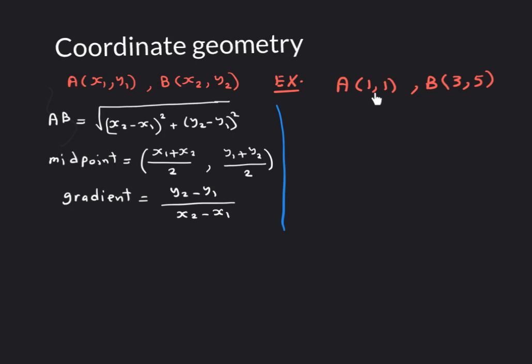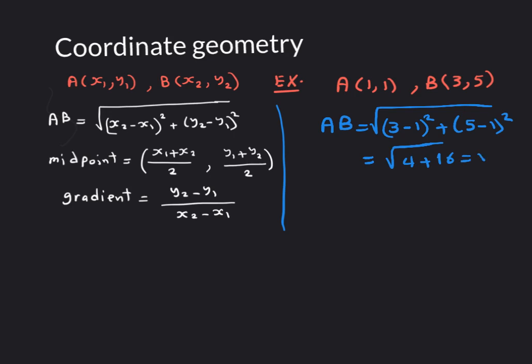For example, if we have A (1, 1) and B (3, 5), we can find the distance between them. AB equals the square root of (3 minus 1) squared plus (5 minus 1) squared. Then 3 minus 1 is 2, squared is 4, so the square root of 4... 5 minus 1 is 4, squared is 16, so the square root of 20. Then we can use a calculator to find the decimal value for root 20.